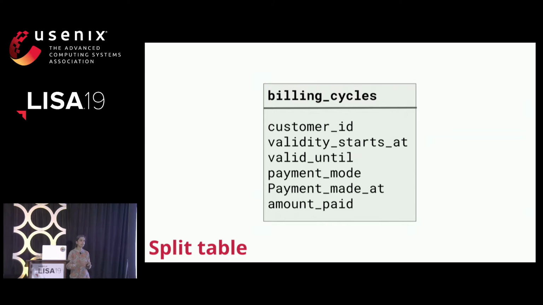So a customer can make multiple payments for a single cycle. This kind of schema doesn't work that way, because what we need is one to many. One cycle can have multiple payments.